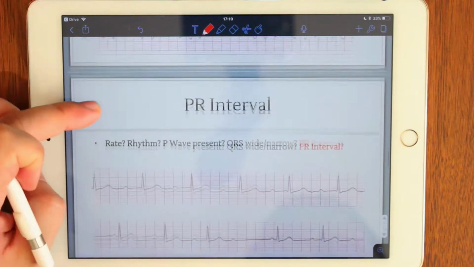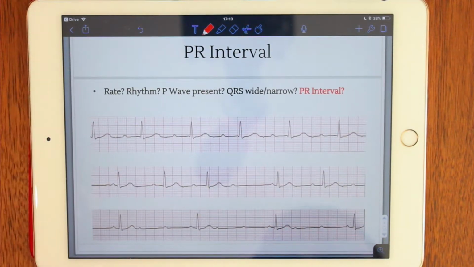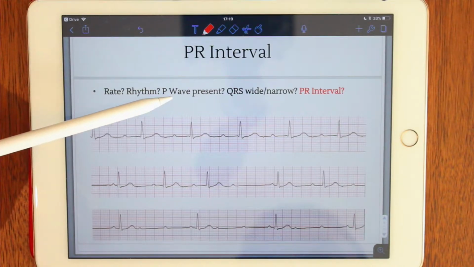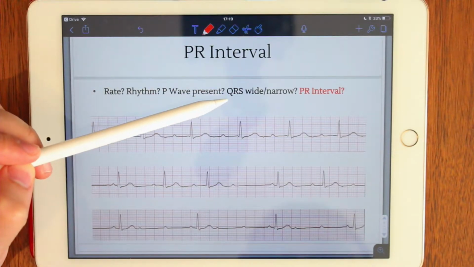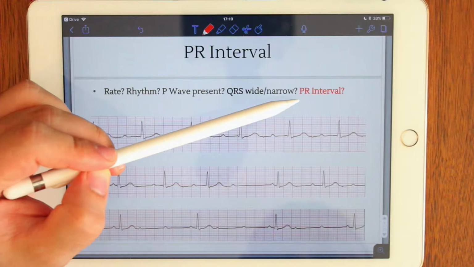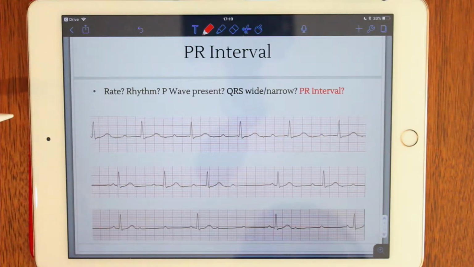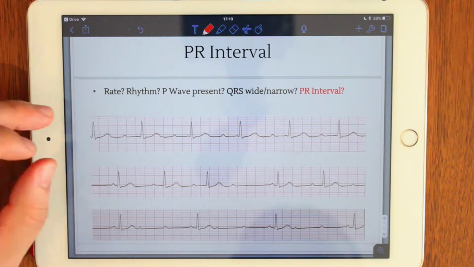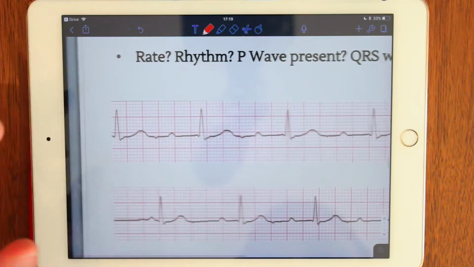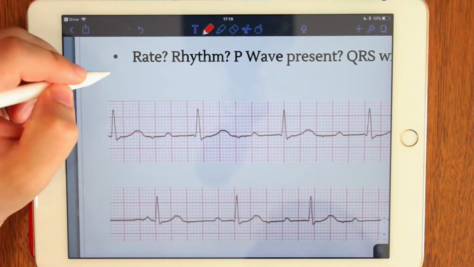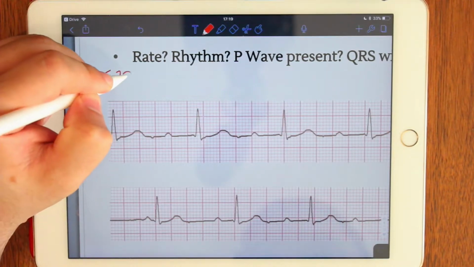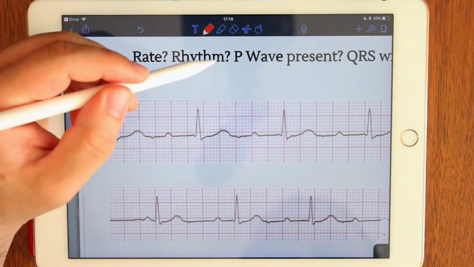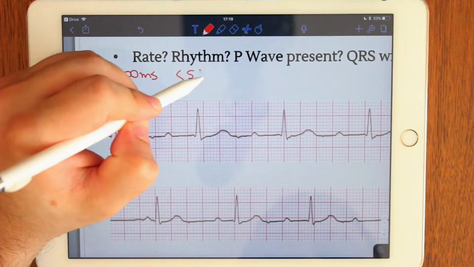The next step that we would do in interpretation is the PR interval. So once you've done the rate, the rhythm, whether P waves are present, and whether the QRS is wide or narrow, you want to go back to your P wave and look at whether the PR interval is of a normal width and whether each P wave is associated with a QRS. So our normal PR interval is less than 200 milliseconds or less than 5 boxes.